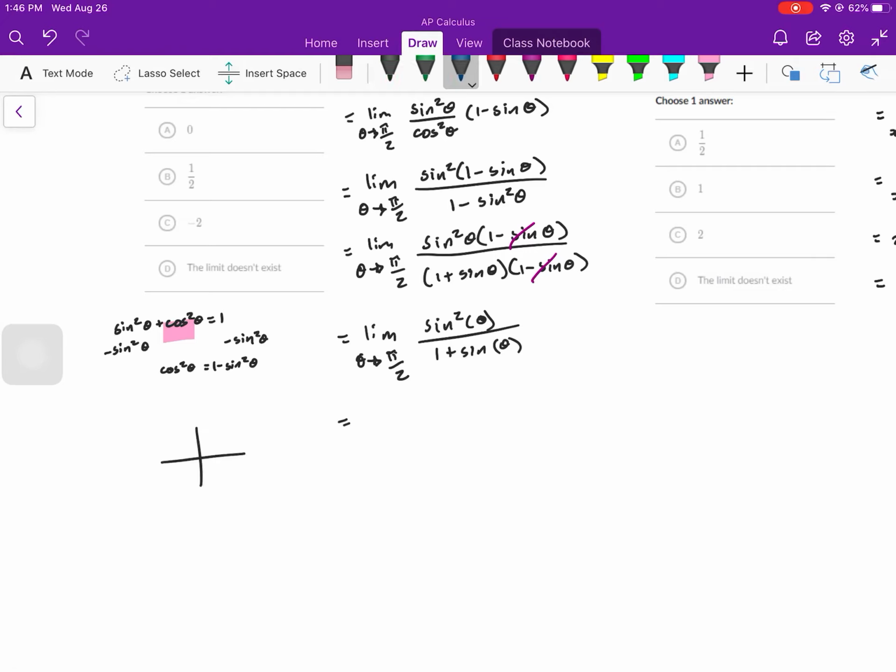Plug in the pi over 2, and remember, pi over 2 is right here, and so your y value is 1. So that's going to be 1 squared over 1 plus 1, which is 1/2. So this time it almost got me, but I just remembered that cosine squared, we can replace it there, do the difference of two squares, cancel it out. So that's about as hard as they get.